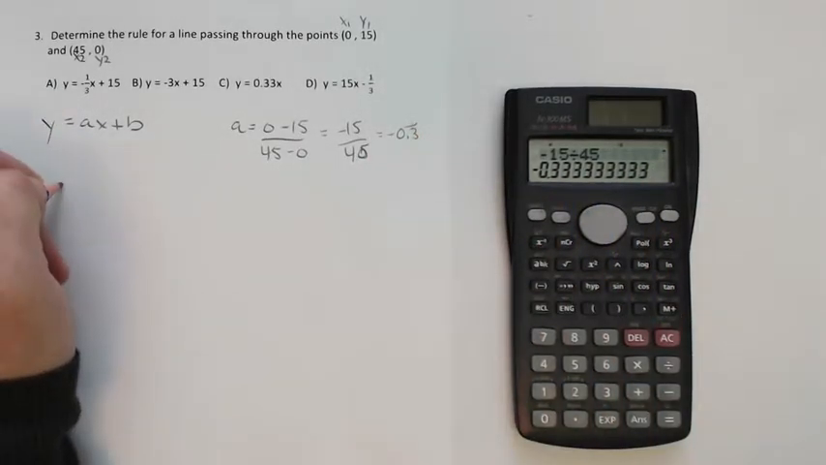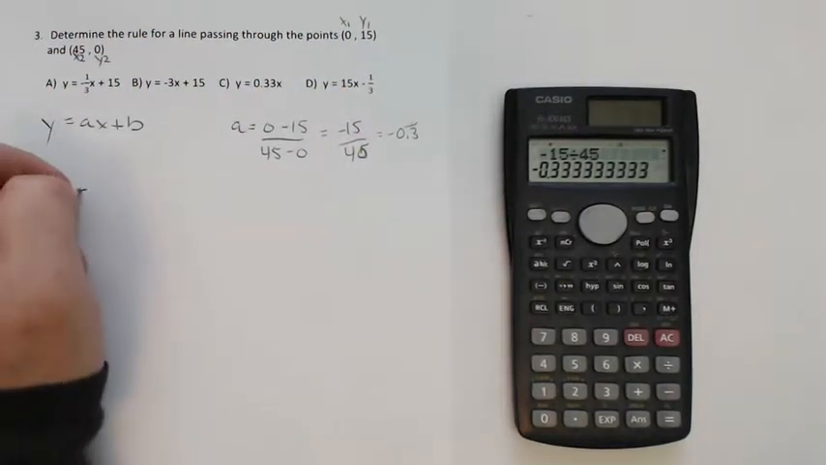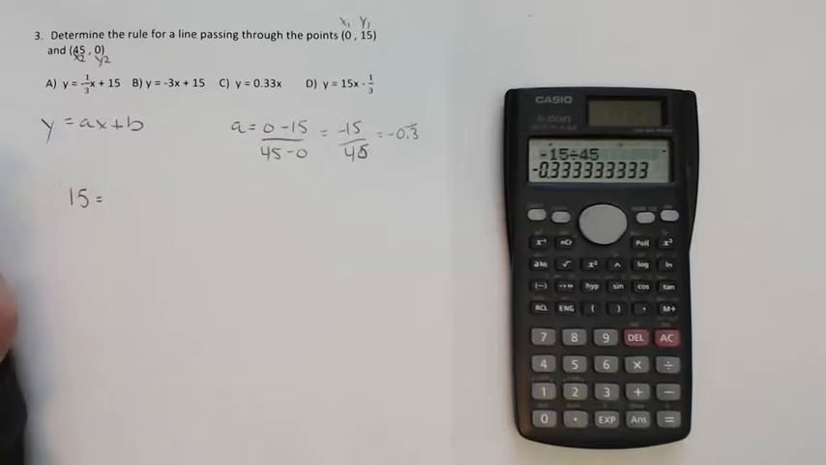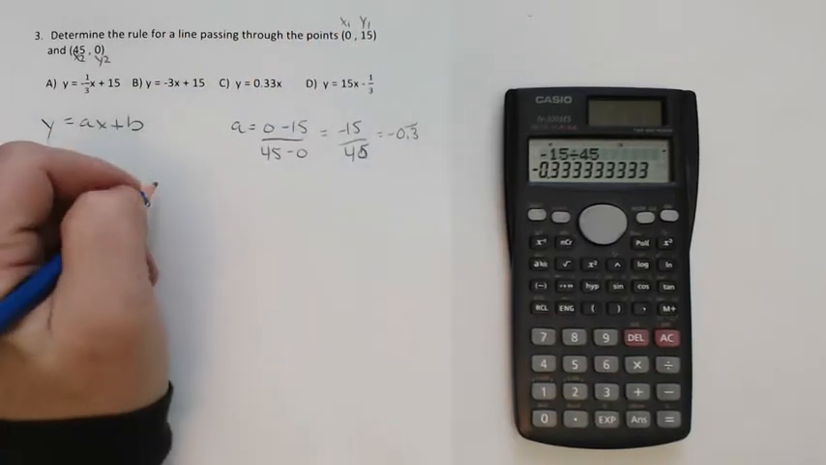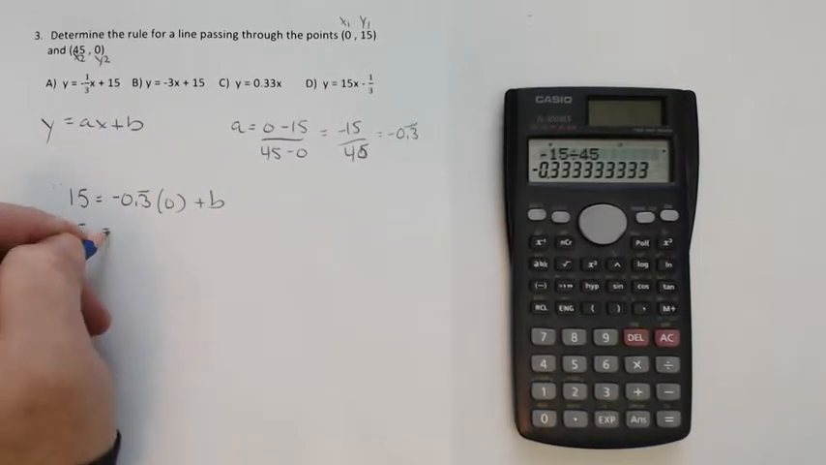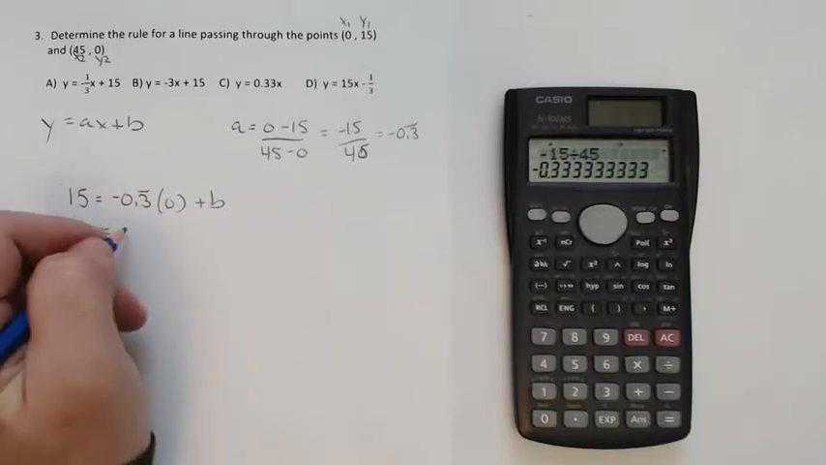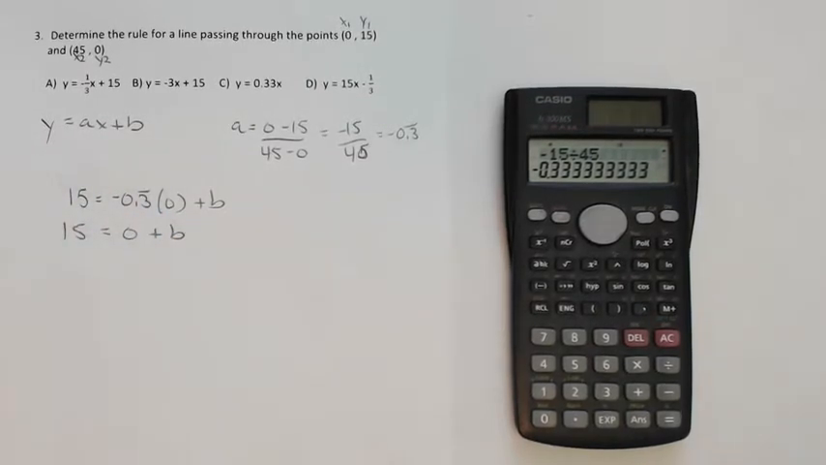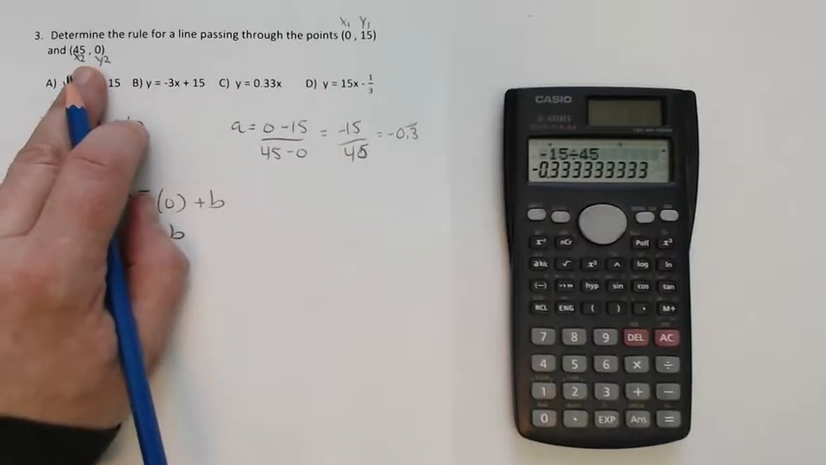So y, I'm going to use my 0.1 here. Y is 15 is equal to a, negative 0.3 repeating, times x, which is 0, plus the b. Now in this case, negative 0.3, 3 repeating, times 0 is 0, plus b, and my b is 15.